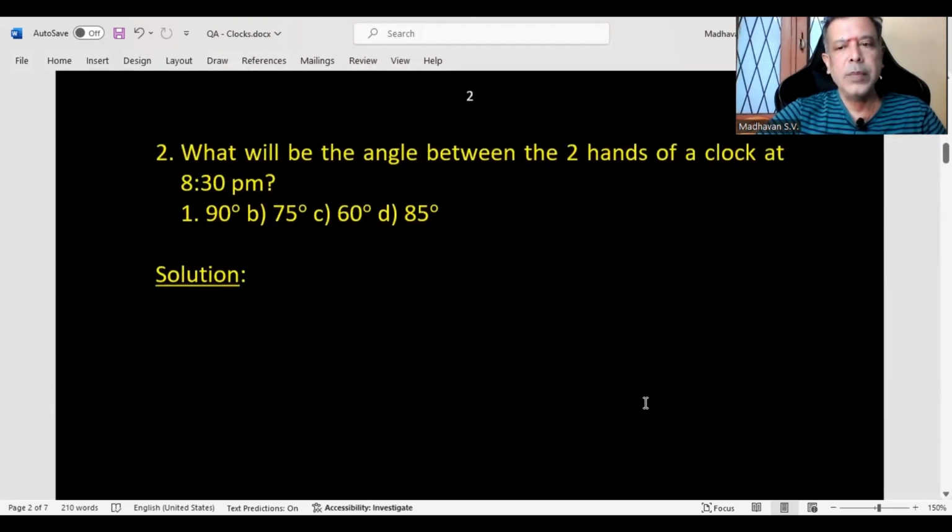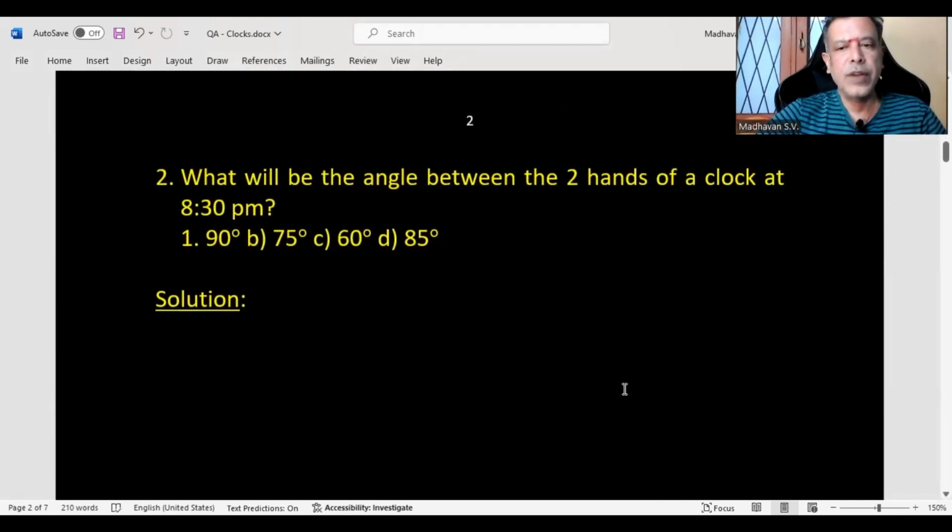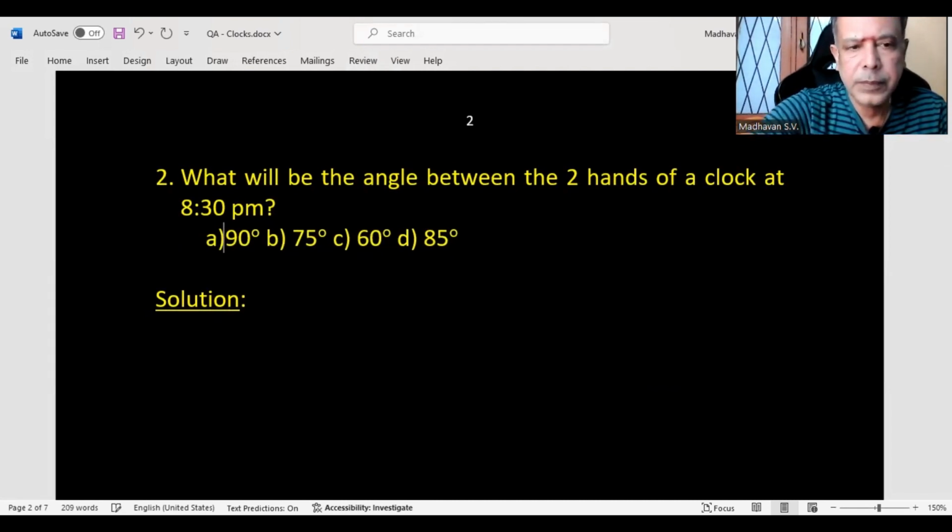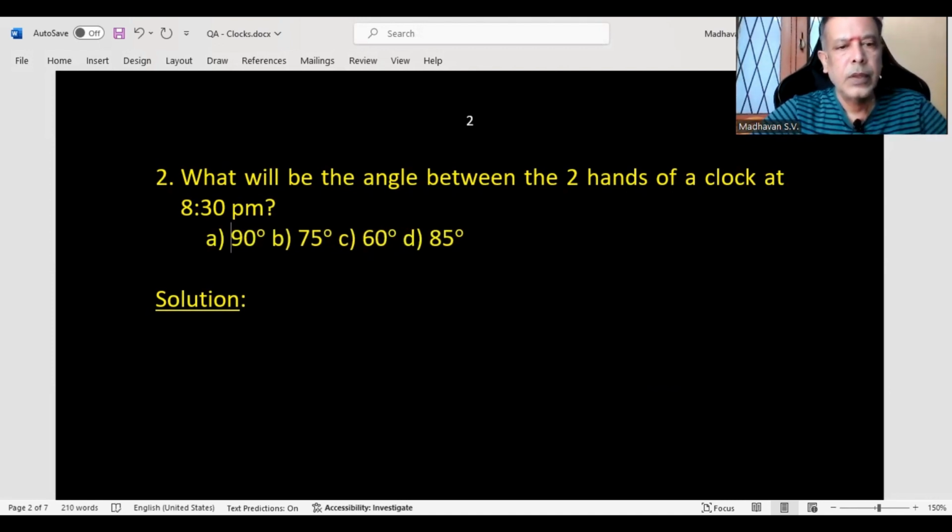What will be the angle between the two hands of a clock at 8:30 p.m.? Whether it is AM or PM, it is immaterial. But still, in the question, they gave you 8:30 p.m. So let us see what is the correct time. This should be A. So now, for finding out the angle, we will use a formula.